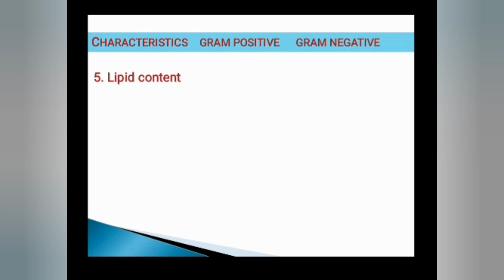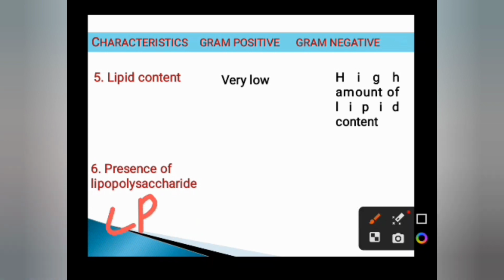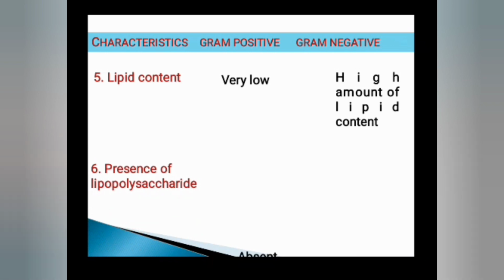Next is the lipid content. In gram-positive bacteria, the lipid content is very low. In gram-negative bacteria, they contain a high amount of lipid. Next is the presence of lipopolysaccharide, shortly known as LPS. This LPS layer is absent in gram-positive bacteria, but in gram-negative bacteria, it is present.